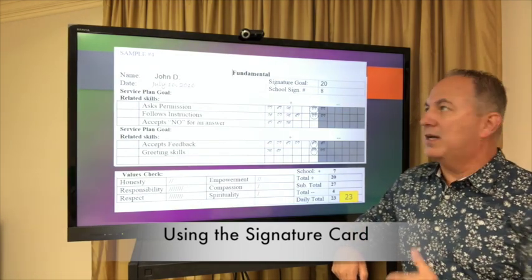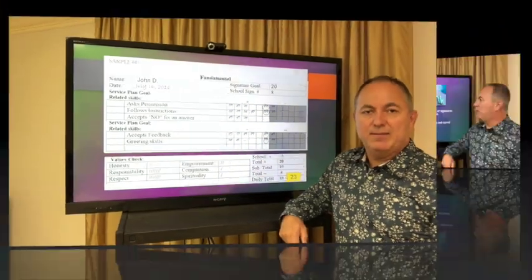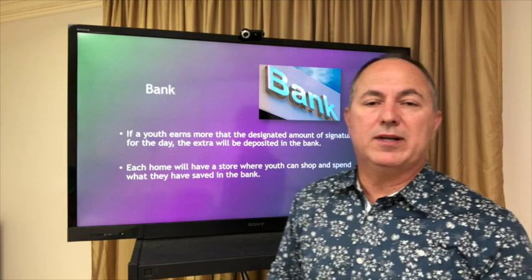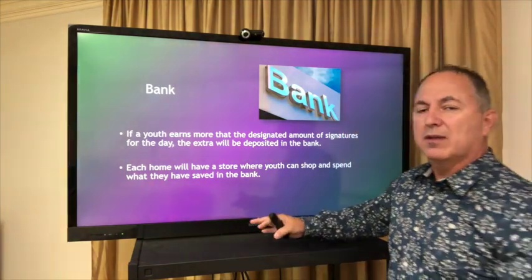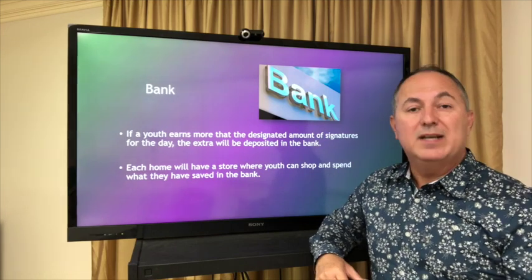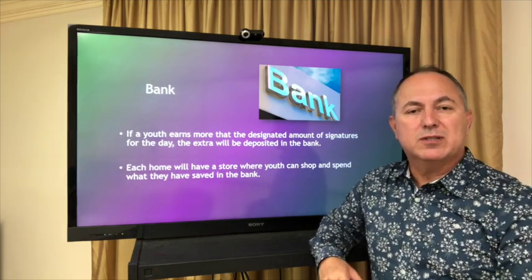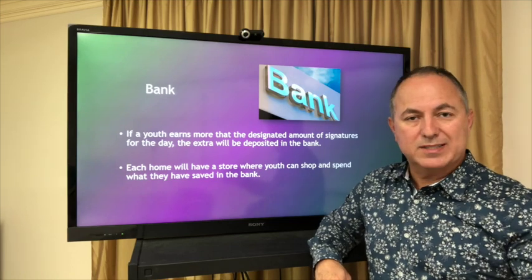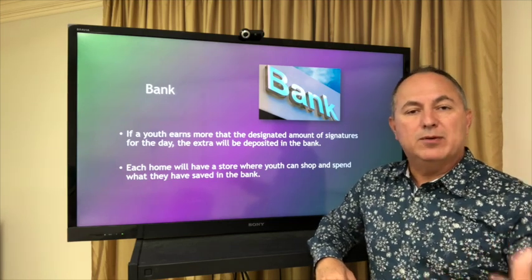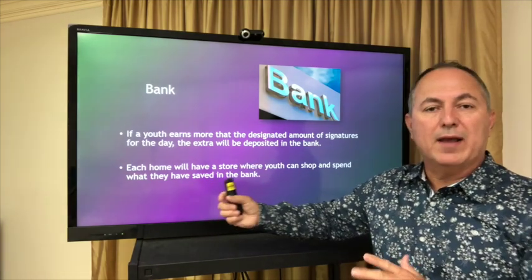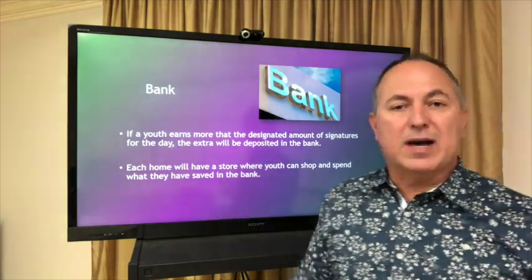Okay? So we see how this works out each time. That leads us to that area. Well, what happens to those extra signatures John's earning? John is able to put those extra signatures he earned in that bank that we call it. And so we keep record of those extra signatures on a daily basis that youth earn that are above what their daily goal is established at. And those get put in their bank and they're able to cash those in at the store, at your program, for whatever those items are in the store.